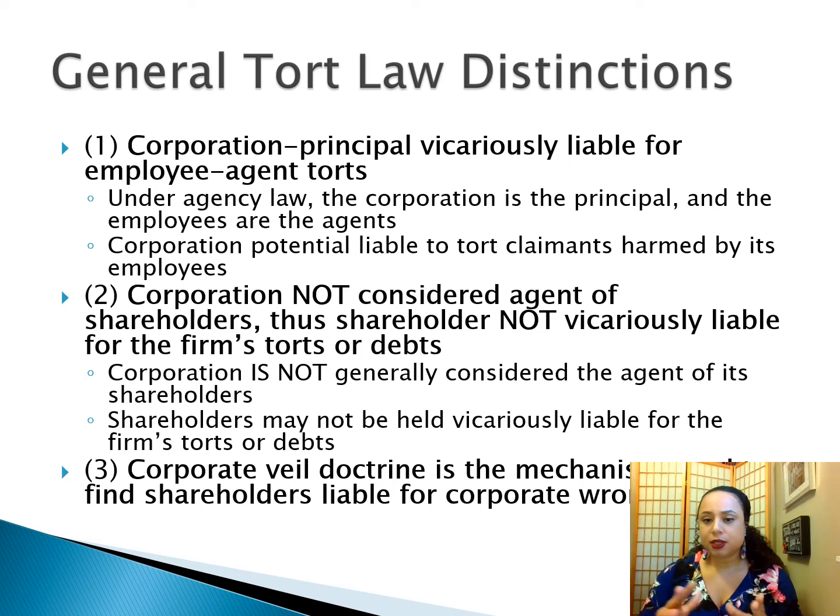So torts, this is slightly different, although we will still apply the Fletcher test in determining whether or not to pierce the corporate veil. And so before getting to our Western Rock case, I wanted to just make a few clarifications and revisit torts for a very brief moment. And so, in thinking about torts and vicarious liability, our corporation under agency law is essentially the principal, and the corporation's employees would be considered its agents. And so the corporation is potentially liable via vicarious liability to tort claimants that are harmed by its employees.